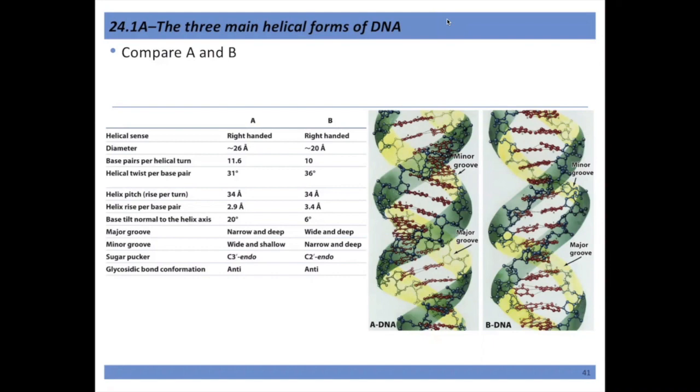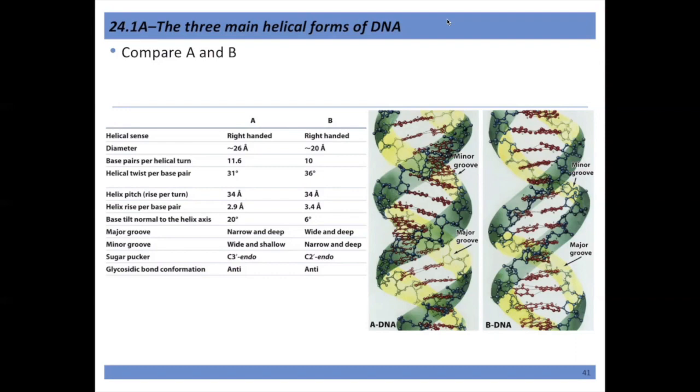The helical pitch is the rise per turn. So essentially, every time you turn, how far have you progressed? You'll notice for A DNA and B DNA, it's the same. A DNA is a little bit squattier, but it includes a few more base pairs per turn. So each turn you only progress 34 angstroms, but you've got a few more bases in that distance.